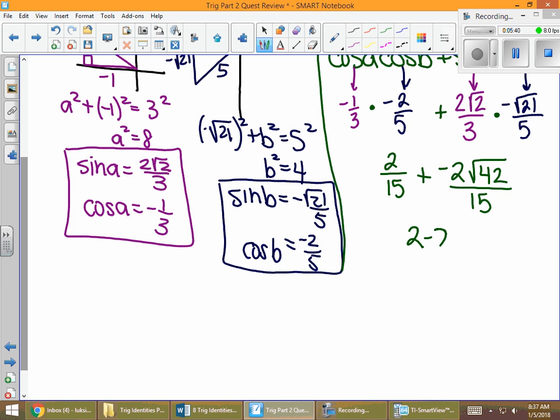So this ends up being 2 minus 2 radical 42 over 15. I don't think there's anything there that you can simplify. Awesome, that's number 5.